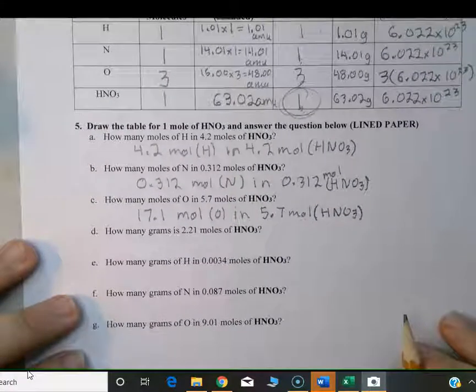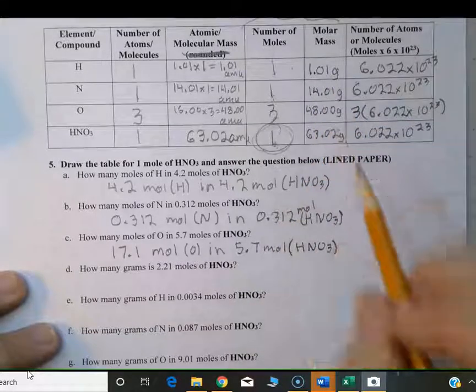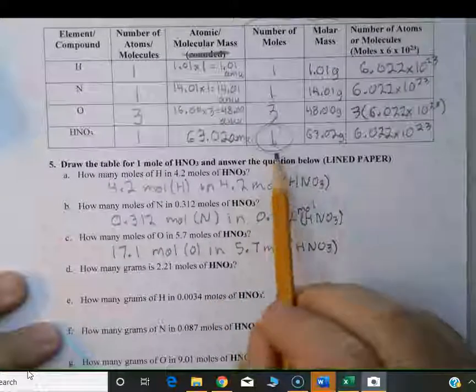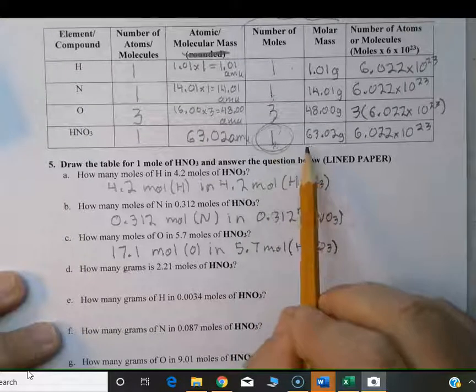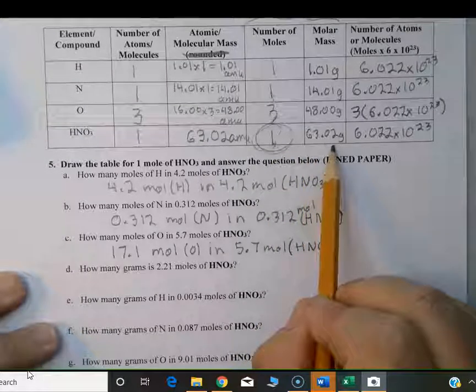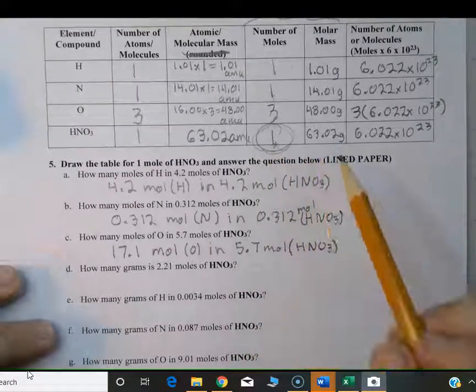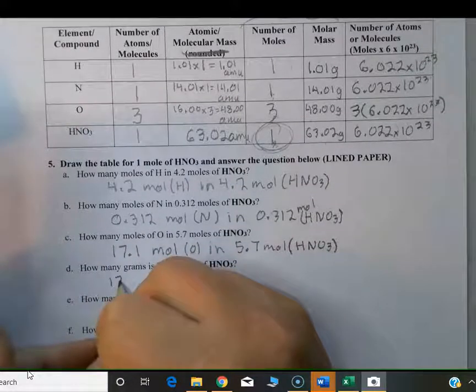Alrighty, now we're getting into grams. Okay, same thing except you're going to come on over here and deal in this column over here. So how many grams is 2.21 moles of HNO3? Well, it's just simply asking me what the mass of that many moles is. So if 1 mole of HNO3 is 63.02, then I multiply this by 2.21. So let's get our calculator and do that. And I get 139.27.